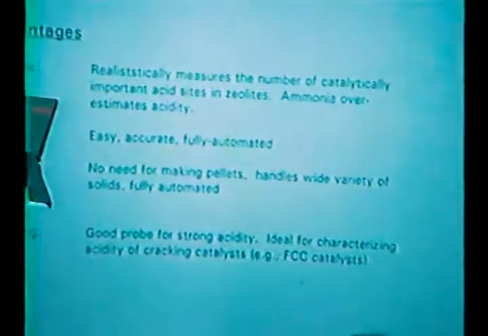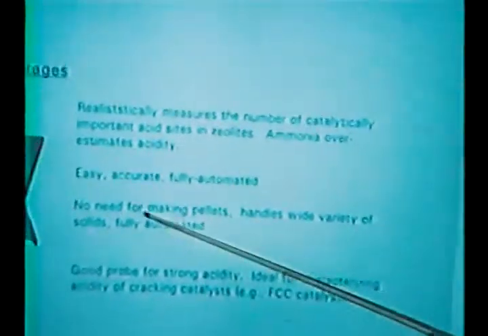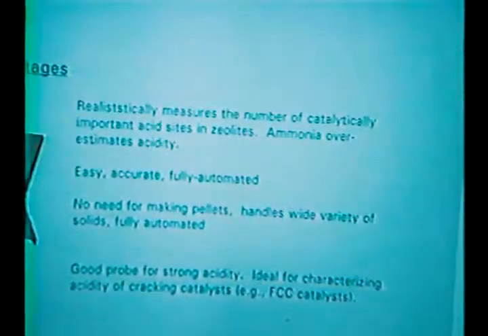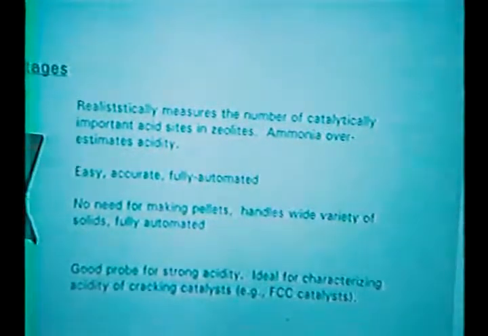Now going back to this slide again, we use TGA because it's easy, accurate, and fully automated to use. DRIFTS, I don't need to go through the advantages of it again, but one clear advantage for us is that we don't need to make pellets for DRIFTS. The other one is that we are normally looking at lower wave number region where DRIFTS gives us better signal. And hexane cracking is a good probe for our strong acidity because we are essentially dealing with cracking catalysts that are in that region of strength.